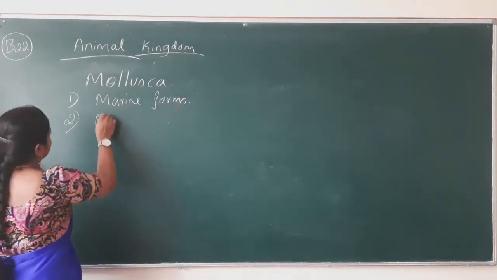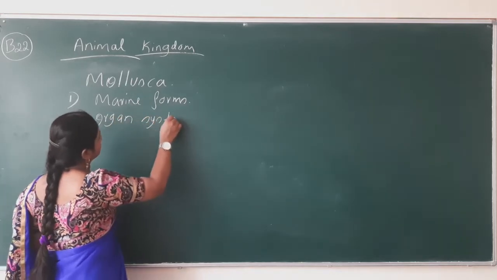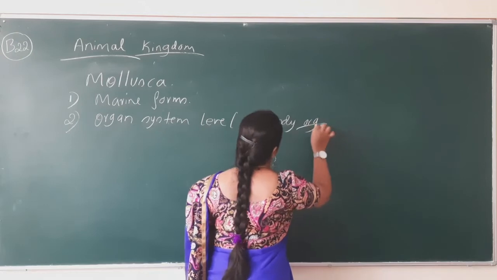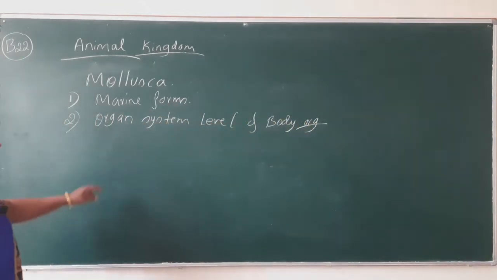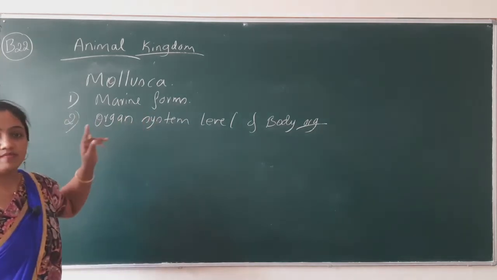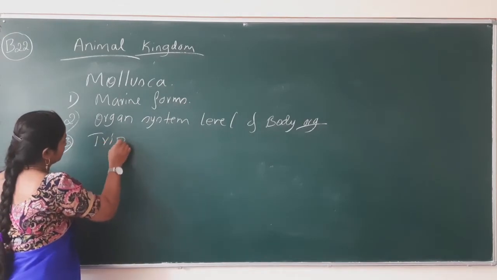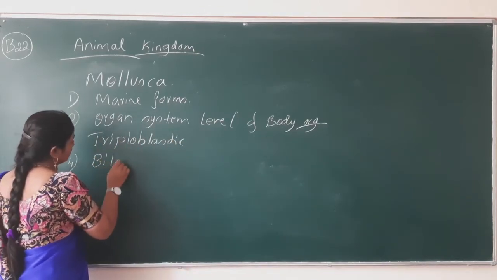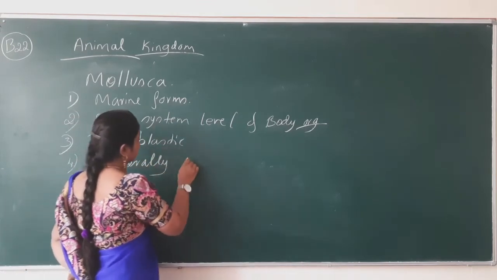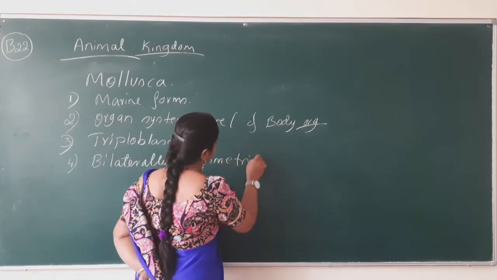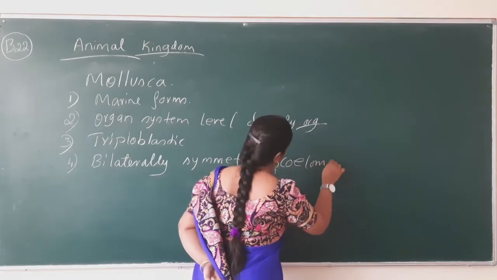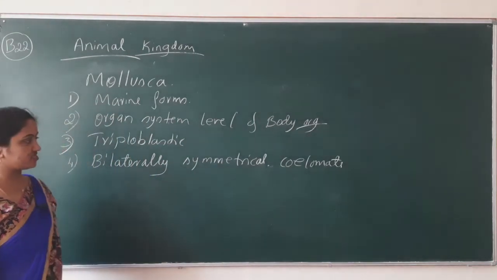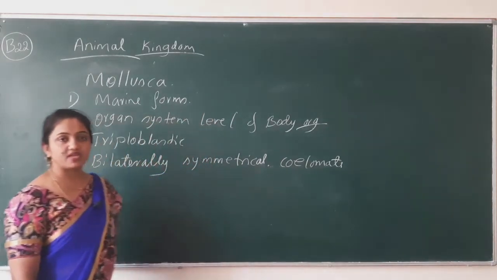Here it has organ system level of body organization. And you know very well what organ system means. The body has three layers, triploblastic, and these are bilaterally symmetrical with coelom. Coelom means they have a body cavity in it. If the body cavity is present, these kinds of animals are known as coelomate organisms.